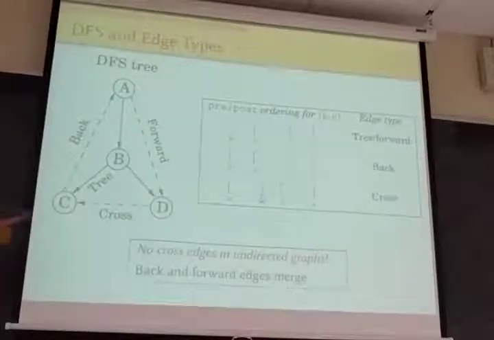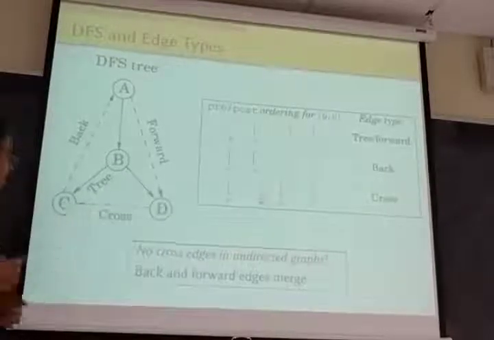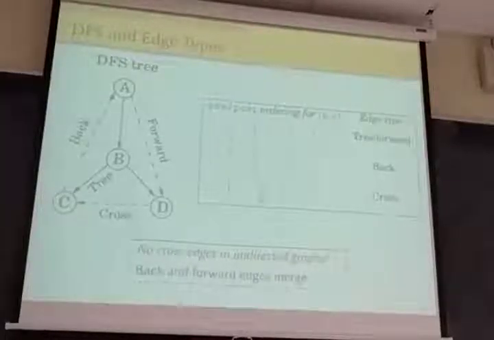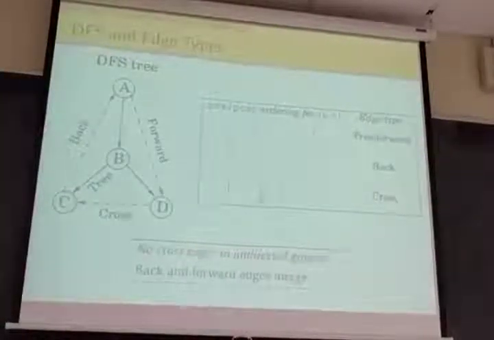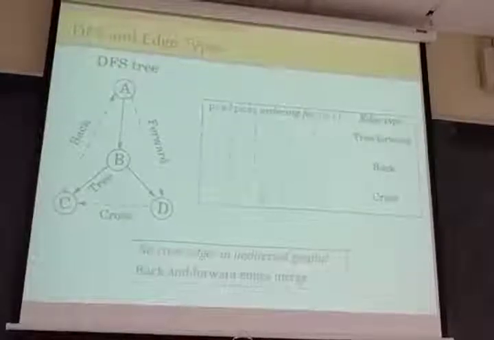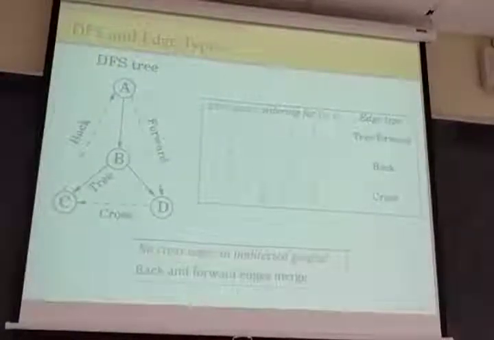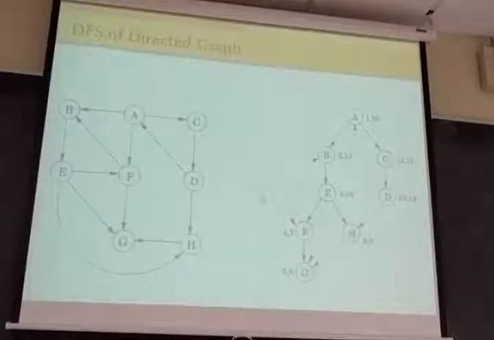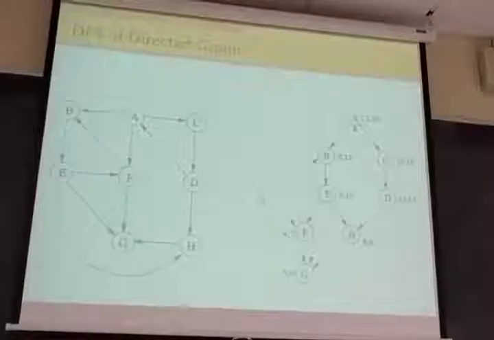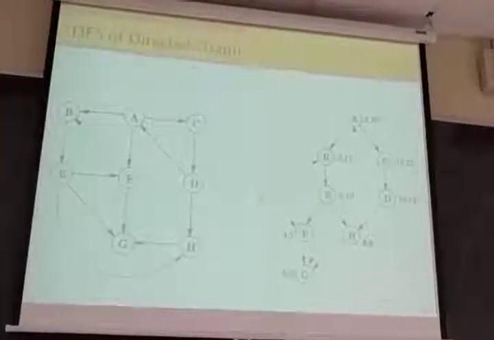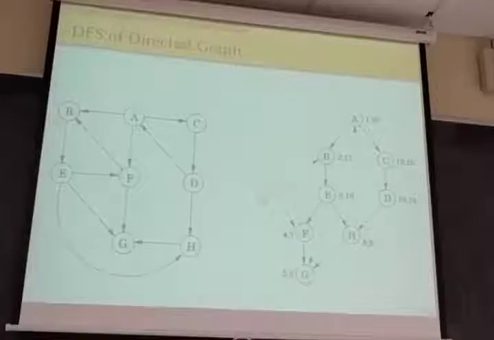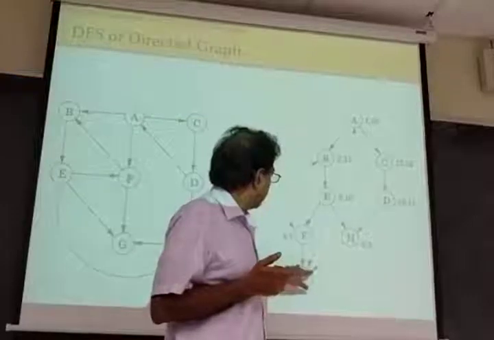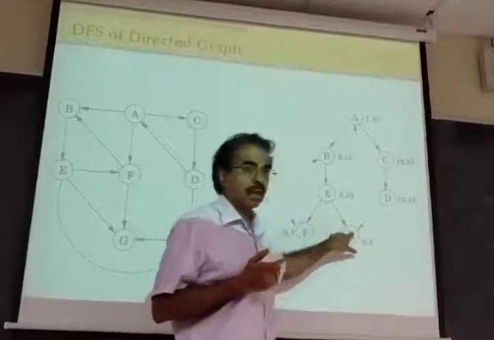Okay. But in a directed graph, you can have a new type of edge called a cross edge, okay, which connects two nodes that have no ancestor-descendant relationship. Right? So you can see that you have H to G, right? So this is a cross edge, and that is a cross edge.